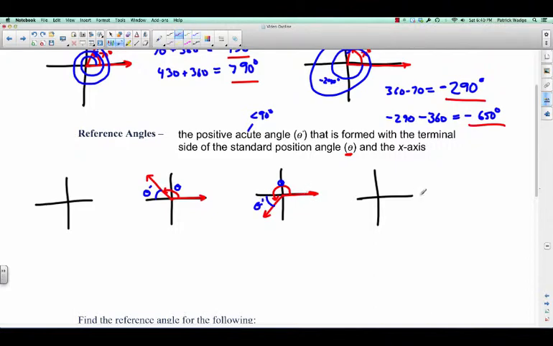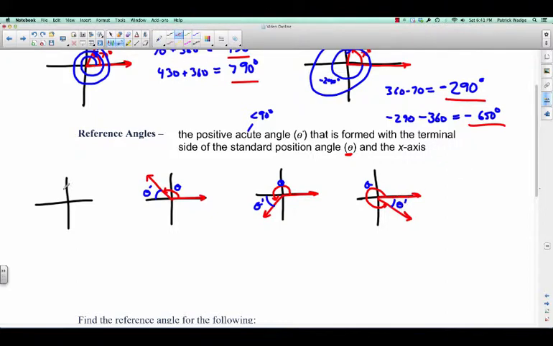Okay, let's look at a fourth quadrant standard position angle, like this. The standard position angle is all the way around like that. It's very big. Where is the reference angle? It's between the terminal arm and the x-axis. This is the reference angle.